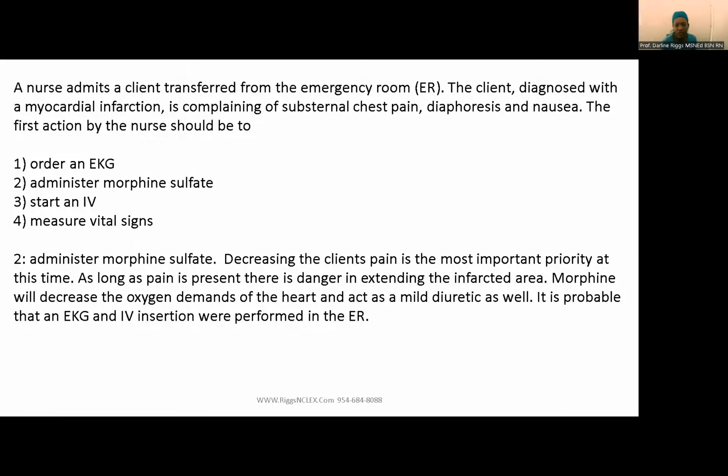So administer morphine sulfate. Let's decrease that pain. That'll be the priority at this point. What the morphine does also is decrease the oxygen demand. But if you put oxygen on them first, that helps more oxygen get into the client's cells, which is great. So the less oxygen the heart needs, the less hard it will need to work. Nice question, but pay attention to how it comes because it could be flipped on you.